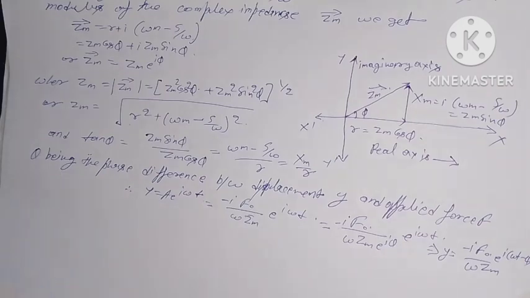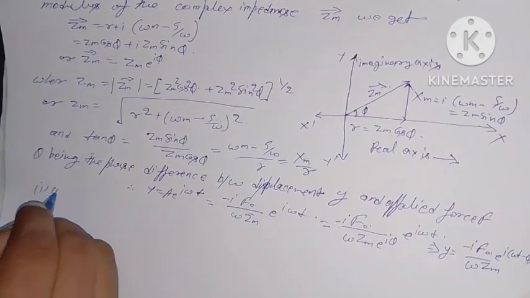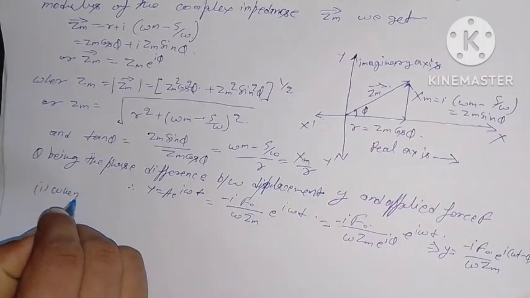Let us discuss two cases: when F = F₀ cos ωt and when F = F₀ sin ωt. We will show that the driven oscillator is always behind the driving force in phase, and this is explained as under. First, the driving force F = F₀ cos ωt.